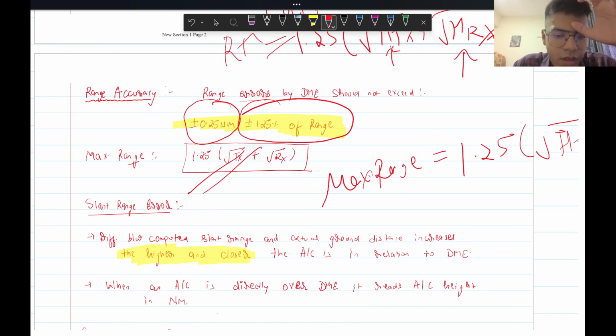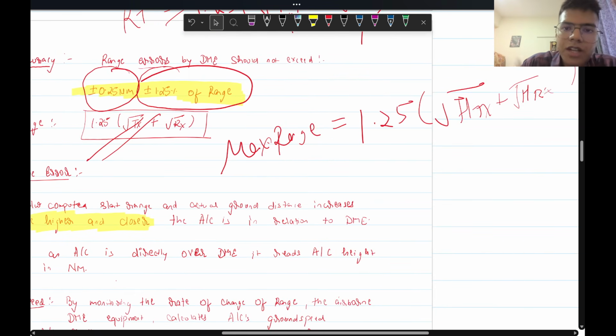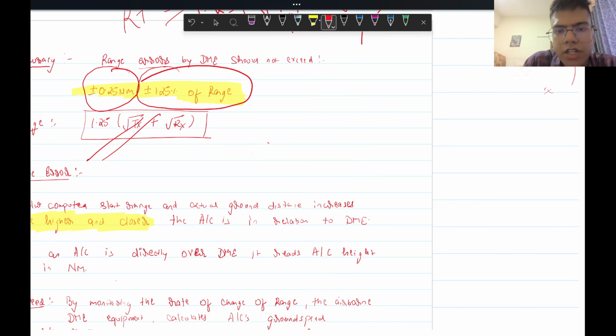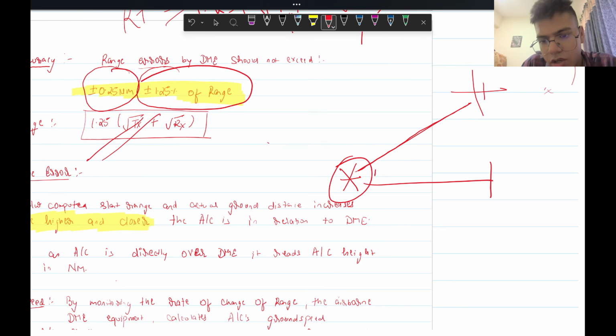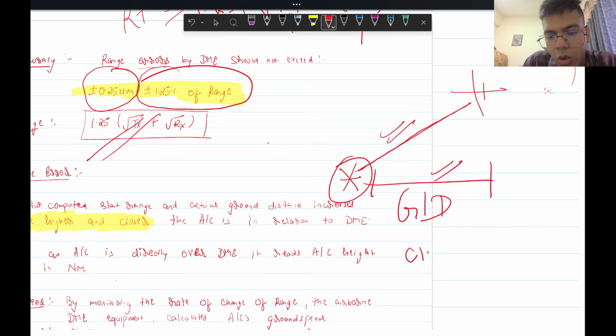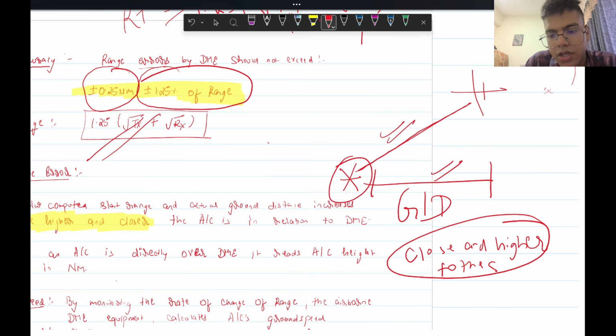अब देखो, स्लांट रेंज और ग्राउंड डिस्टेंस में कुछ फर्क होता है, ठीक है। नाउ व्हाट इज अ स्लांट रेंज? फर्स्ट ऑफ ऑल देखो, suppose this is the station and you are here. So this distance is your slant range and this is your ground distance. Now the difference between this and this will get bigger when you are getting close and higher to the station.